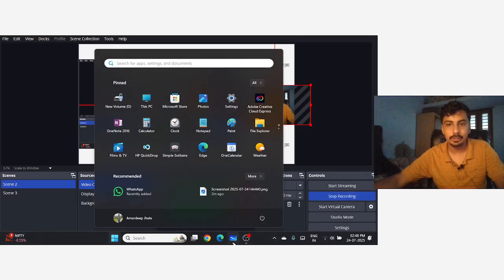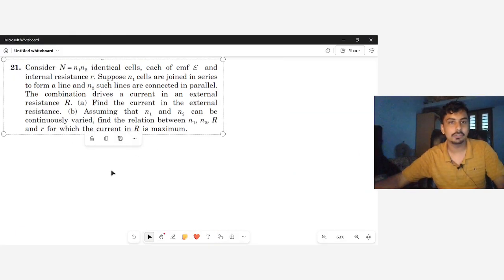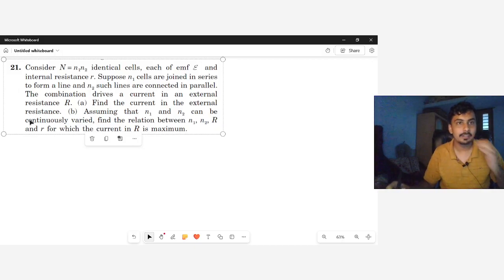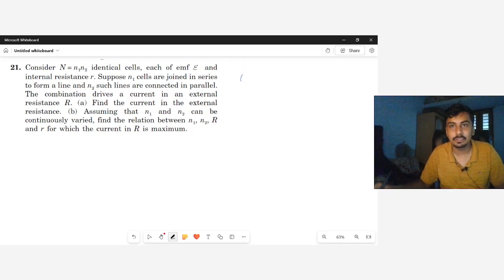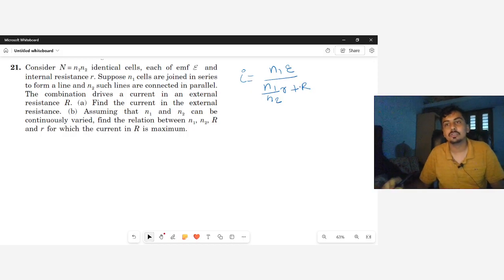Okay, so we will do this second part of this question of concepts of physics, and the reason I am hoping that you are here is because of the second part of this question. Assuming, of course, that you have read the question, this is the answer that we get, that the current is n1E divided by (n1 upon n2 times small r plus capital R). So this is the current we get, if I'm not wrong. We'll see if I'm wrong.